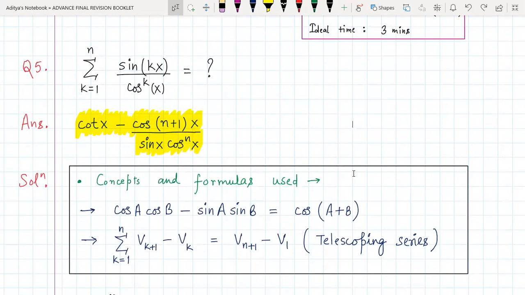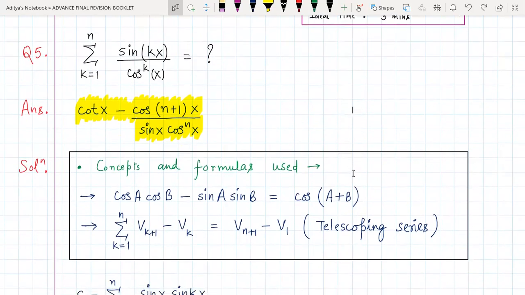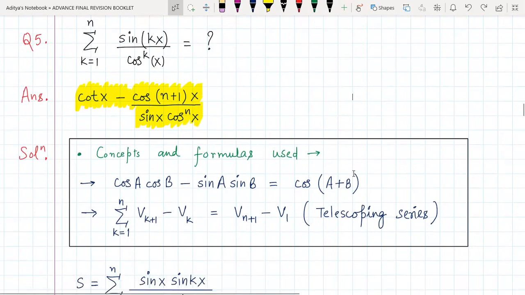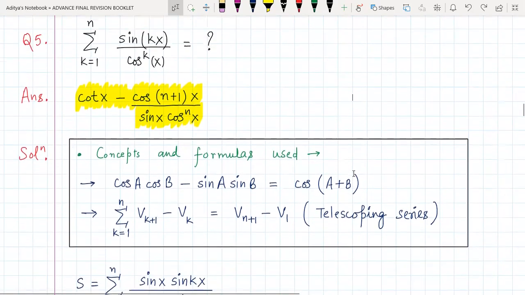Basically, whenever we have a sum of the form v(k plus 1) minus v(k), from k equal to 1 to n, the sum would be equal to v(n plus 1) minus v1, right? Now, let us have a look at how to convert it into a telescoping sum. So we have S is equal to this sum, right?